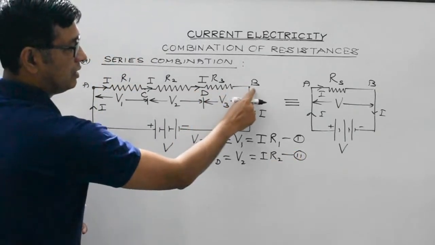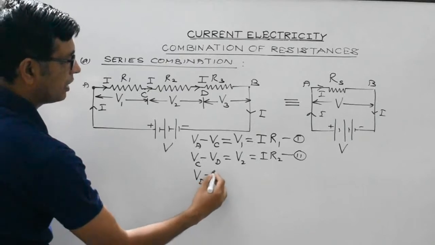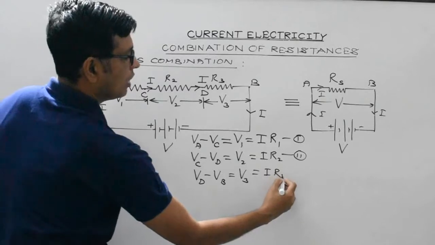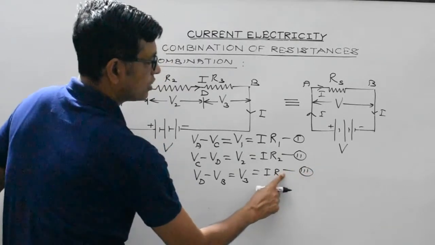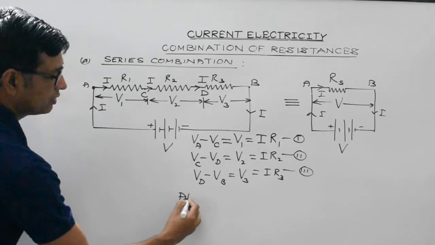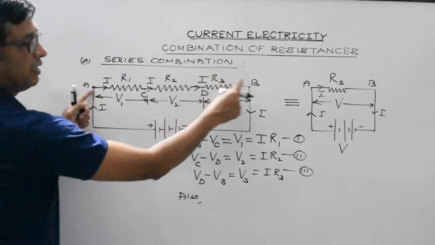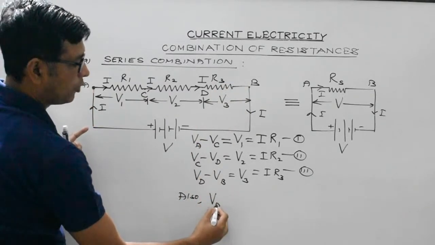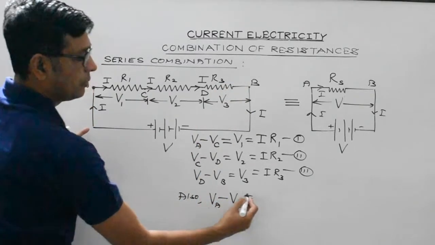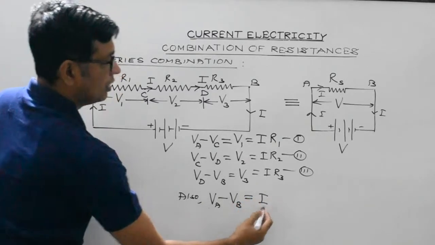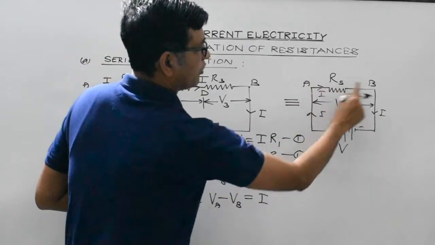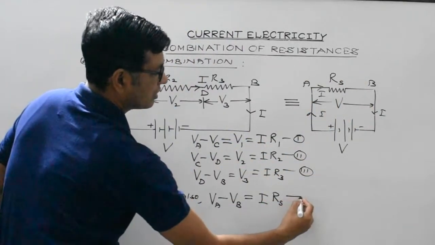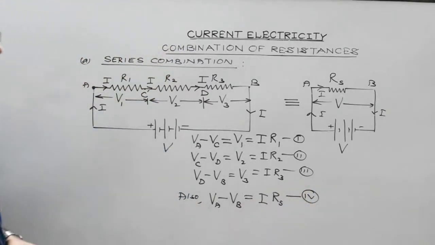And between D and B, the potential difference would be VD minus VB. It is equal to V3, which is equal to I into R3. Put this as equation number 3. Also, students, if you consider points A and B, then the potential difference between the points A and B would be VA minus VB, which is equal to I multiplied by the equivalent resistance between these 2 points A and B, which is RS. So put this as equation number 4.